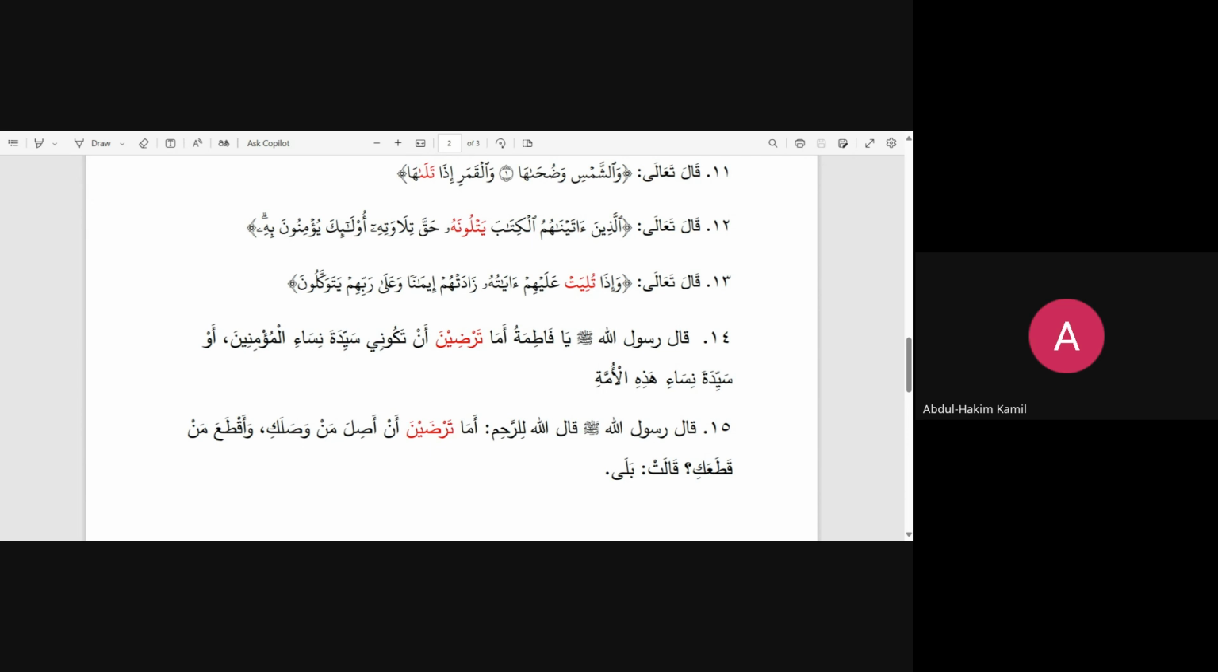Look at the next one. If there's no questions on that one, we're going to look at the next one. It's the same word. Qala Rasulullah sallallahu alayhi wa sallam, qala Allahu lirrahim. What is the meaning of rahim? The womb. Allah in this hadith, and in the other hadith, is speaking to the family womb, the womb itself. It's called the rahim.